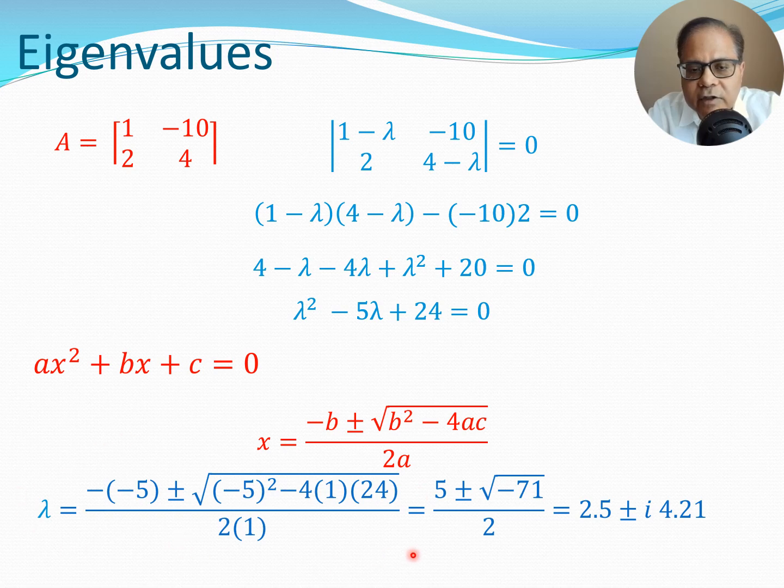So that's what I have done here, and so we get 5 plus minus root -71 by 2, and so here of course I have the square root of a negative number, so I get the I here. And so this particular matrix essentially has the eigenvalues given by 2.5 plus minus 4.21 times I, where I is root of -1. Now this is something which is very interesting.